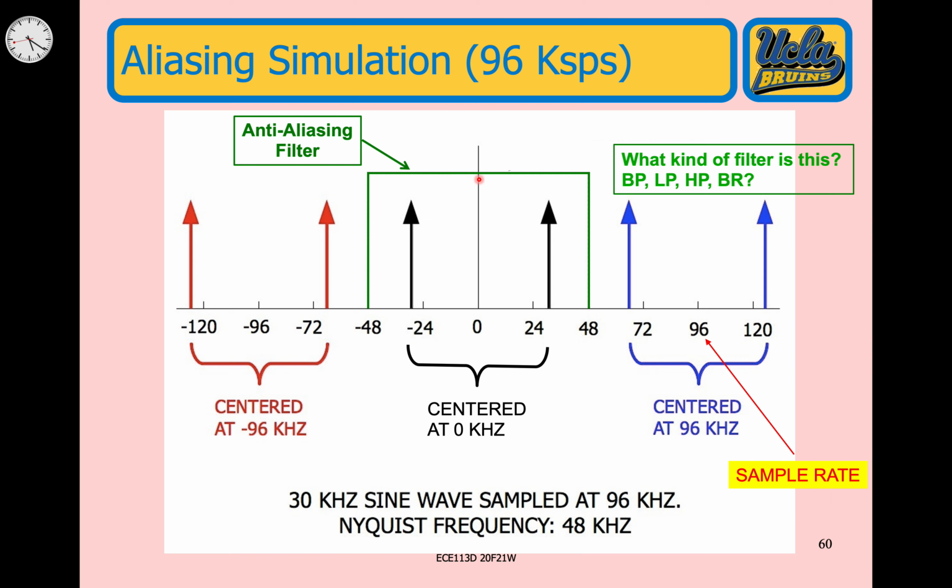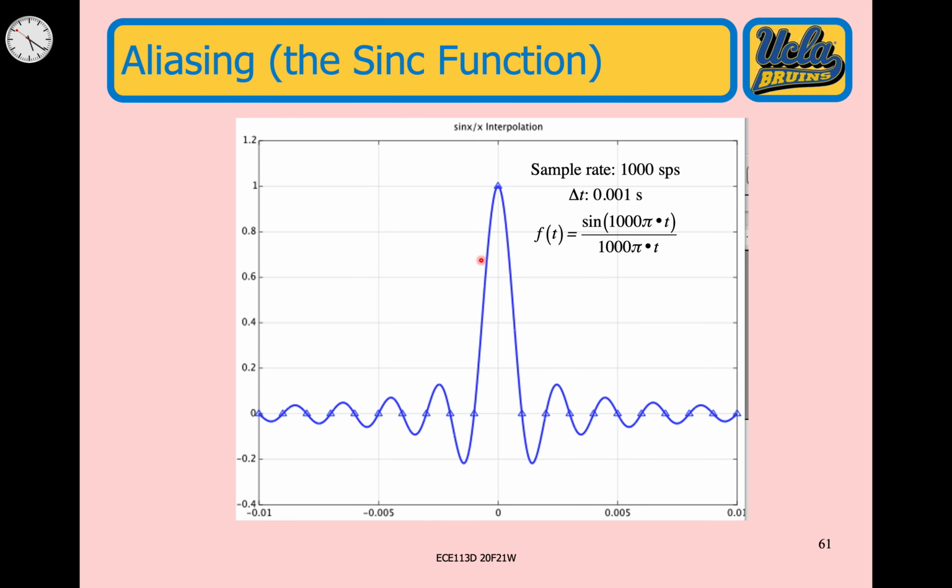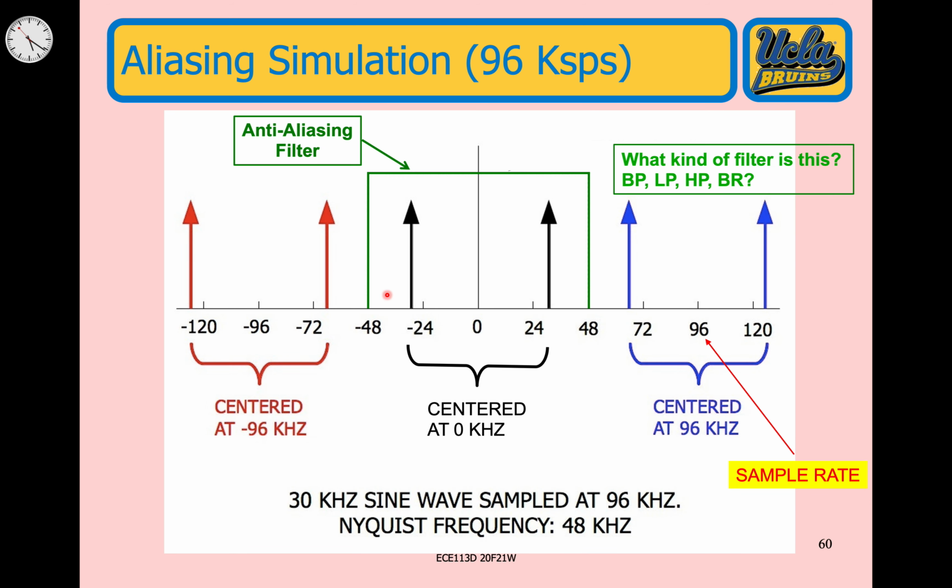It does pass DC. So, remember, go back to here. What you're doing is in the frequency domain: you multiply the spectrum by the filter transfer function. You multiply in the frequency domain. What do you do in the time domain?